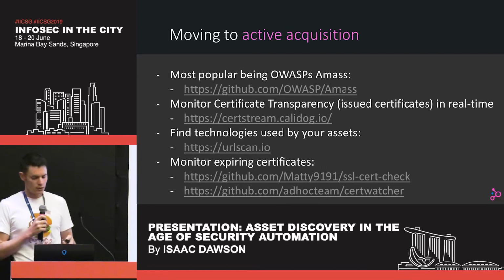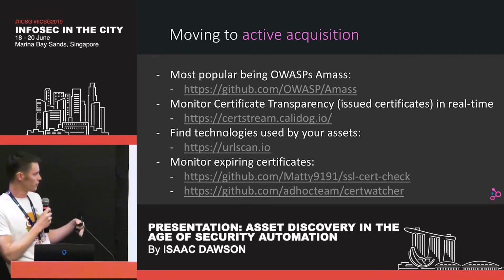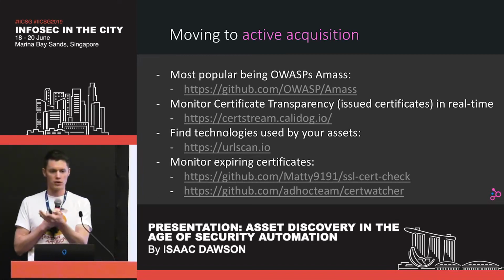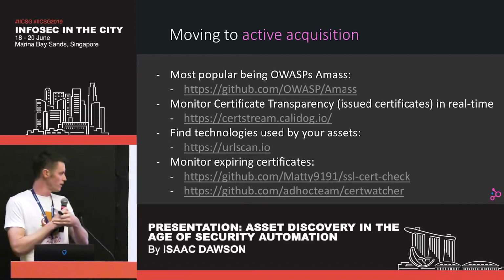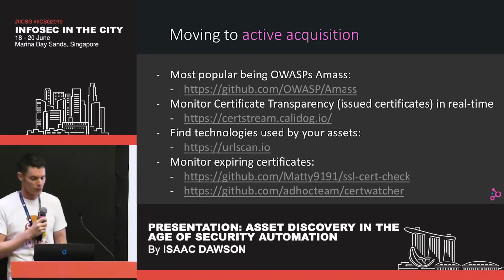For finding technologies used by your assets, you can use urlscan.io. This uses Wappalyzer on the back end. What you do is submit a URL, it goes to it and takes a screenshot, and while it's loading the page, it actually extracts from JavaScript all the server information, the server headers, and JavaScript versions that it can find.